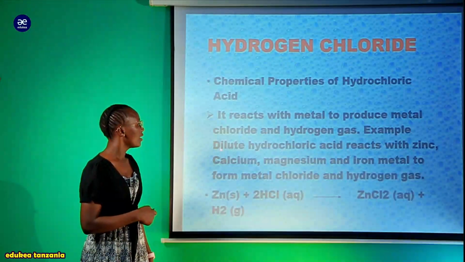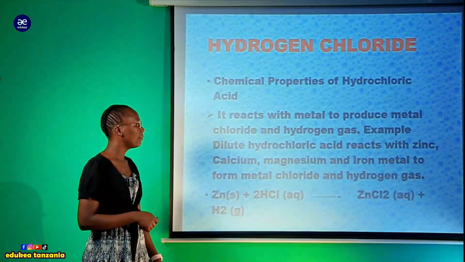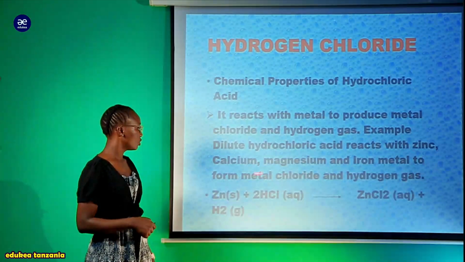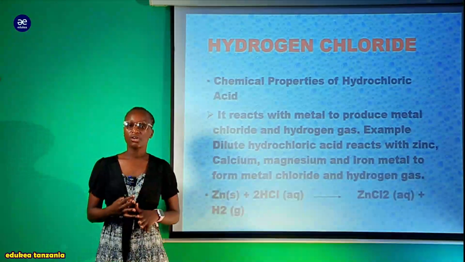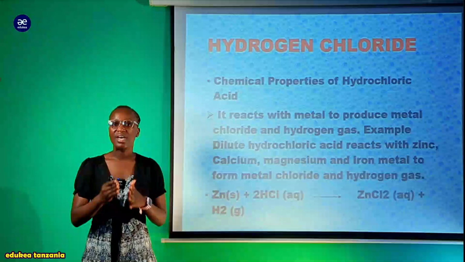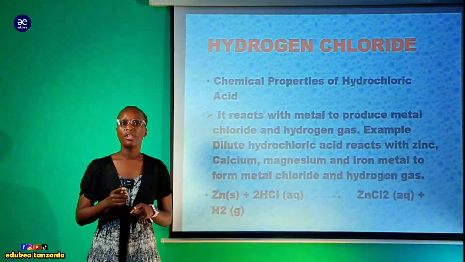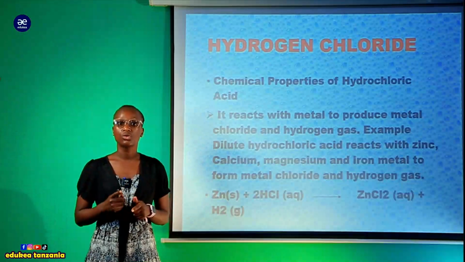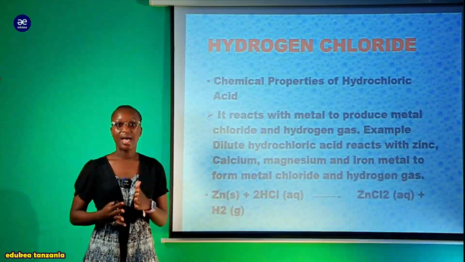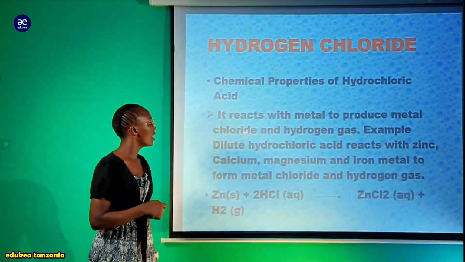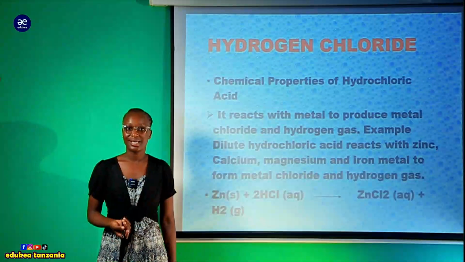So for example, dilute hydrochloric acid reacts with zinc, calcium, magnesium and iron metals to form metal chloride and hydrogen gas, kwamba yenyewe hii hydrochloric acid ina tabia kureact with metals. Ina maana hapa tunarudi kwenye those positive charge, I mean those compound or element which are ready to lose the electron. So hii hydrochloric acid ina react na baadhi ya metals, then ikireact na hizo metal inaenda kuproduce the metal chloride, vile vile inaenda kuzalisha gesi ambayo ni hydrogen gas.